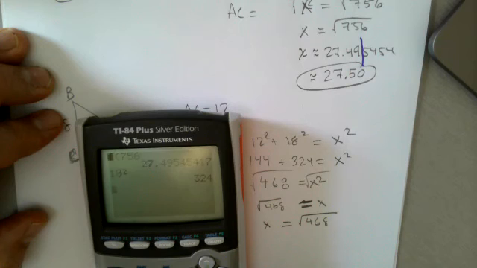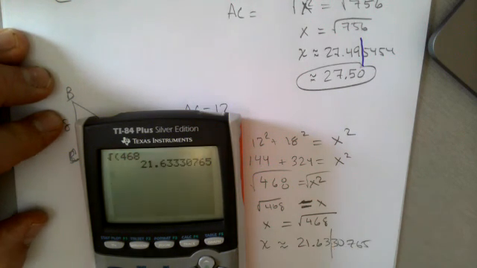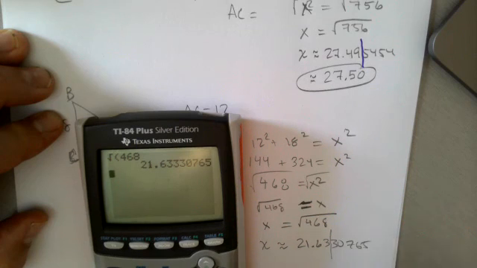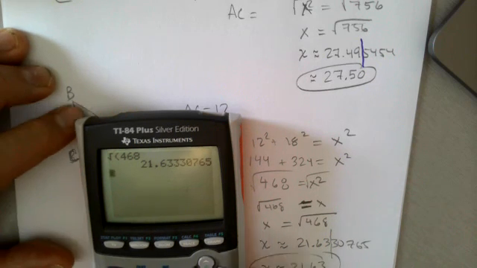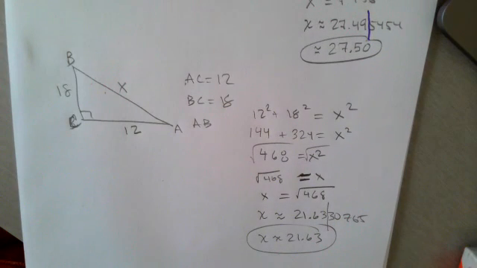I'm going to say, I want the square root of 468. And that tells me that X is approximately 21.6330765. But again, I'm rounding to the nearest hundredth. So I'm looking at this part after here. Does 3 push me up closer to 0.64, or does it leave me closer to 0.63? Well, this is closer to 0.63. So I'm going to call this X is about 21.63 when rounded to the nearest hundredth. That's how we apply the Pythagorean theorem.